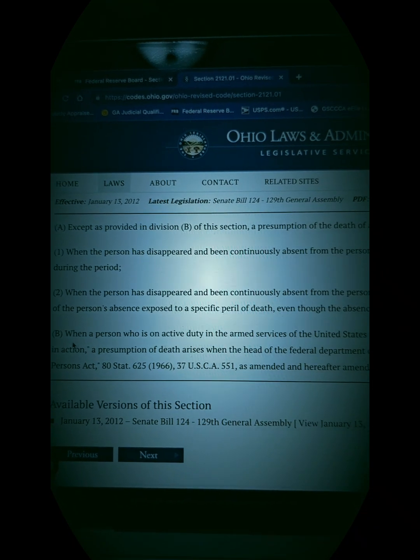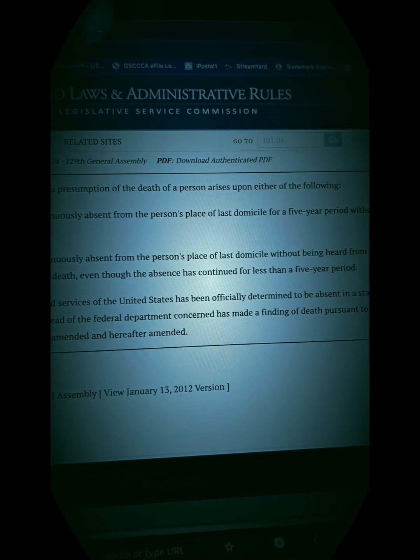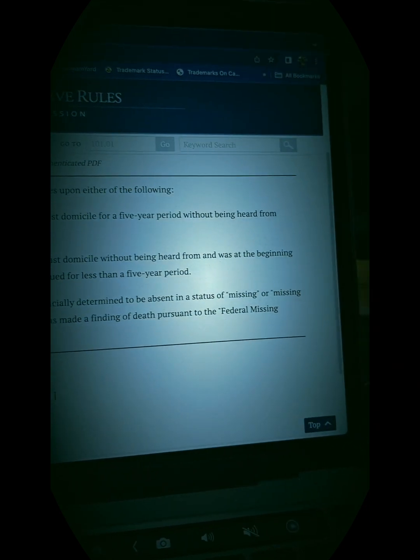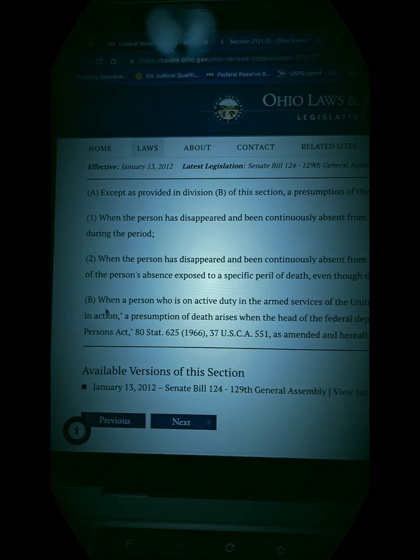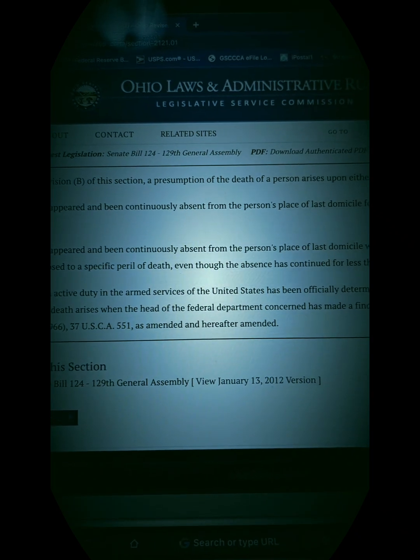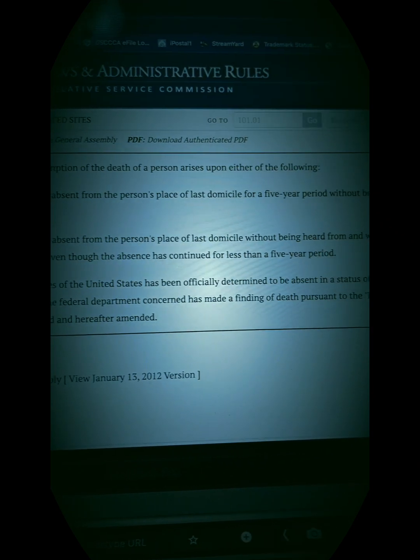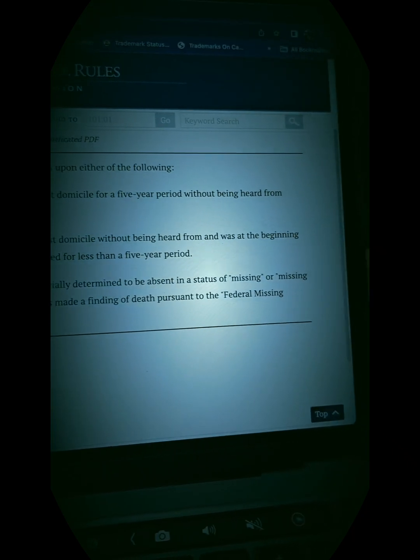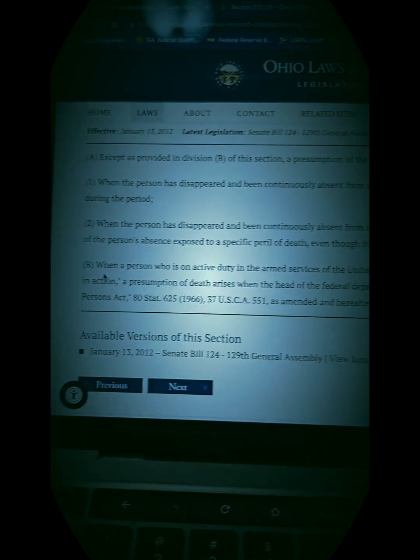And I'm gonna look that up and show y'all that again. Now, B. Say when a person on active duty in the armed services of the United States has been officially determined to be absent in a status of missing. See, there's that word missing. Status of missing or missing in action. A presumption of death arises when the head of the federal department concerned has made a finding of death pursuant to the Federal Missing Persons Act, as amended and hereafter amended.